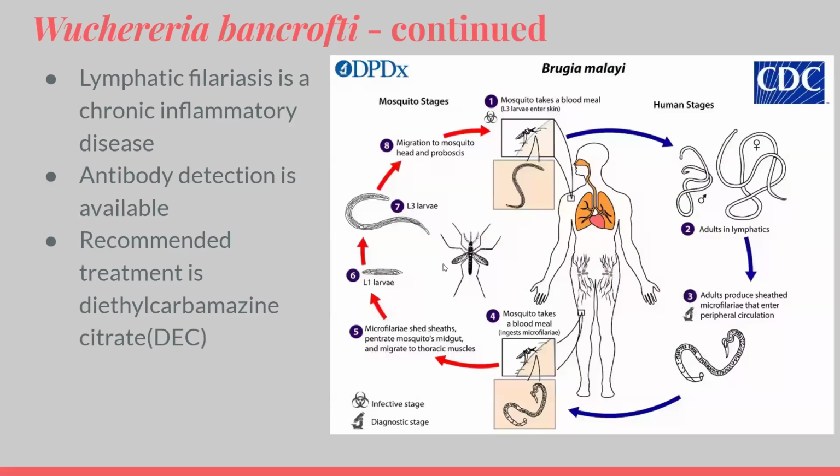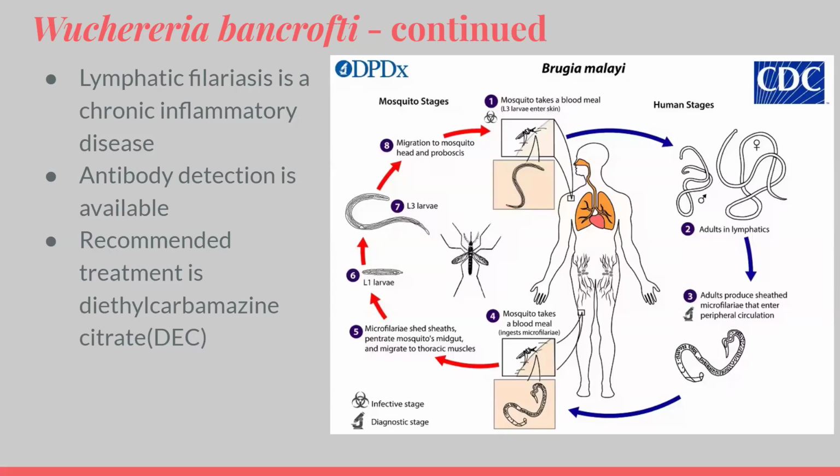There's the mosquitoes here that are responsible for transmitting this parasite between humans. Lymphatic filariasis is a chronic inflammatory disease, which means that it progresses and it gets worse as it continues. Antibody detection is available in the United States for this disease, but it is not found in the United States anymore because elimination efforts have been successful in limiting this disease to very small portions of where it used to be prominent. So sub-Saharan Africa, subtropical Southeast Asia, or tropical Southeast Asia, as well as Madagascar, are where this parasite is found. The recommended treatment is diethylcarbamazine citrate by the CDC.